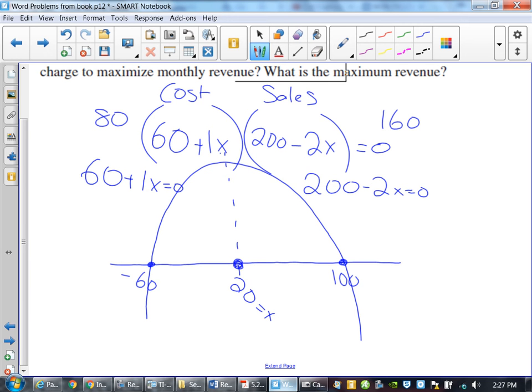Now, one of the things that I want you to recognize though is that if I increase my cost 100 times, my x value is 100, what would my new sales price be? If I increase my price 100 times, what's my new sales price?